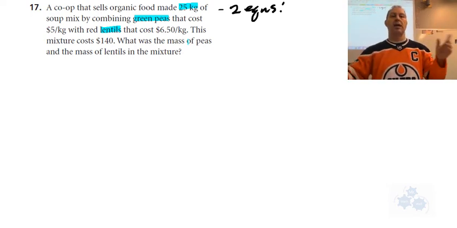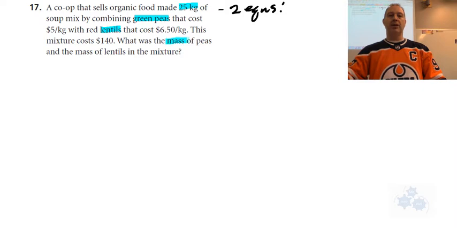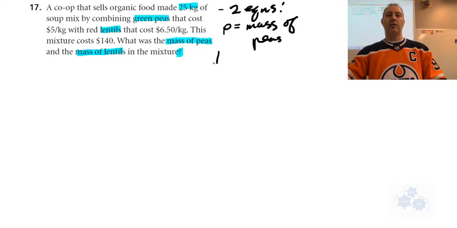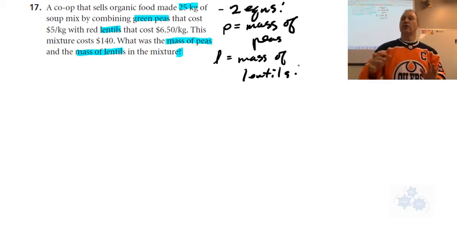There's your first equation. How do you know what the variables are going to equal? Usually somewhere near the end of the question, it says this: what is the mass of peas and the mass of lentils? So that's the question. And so whatever you're looking for in the question, those are the variables. Okay? So this, it's pretty straightforward. So let's make P equal the mass of peas. Okay? And let's make L, let's do a written L, the mass of lentils. Okay? So that's where you want to start.